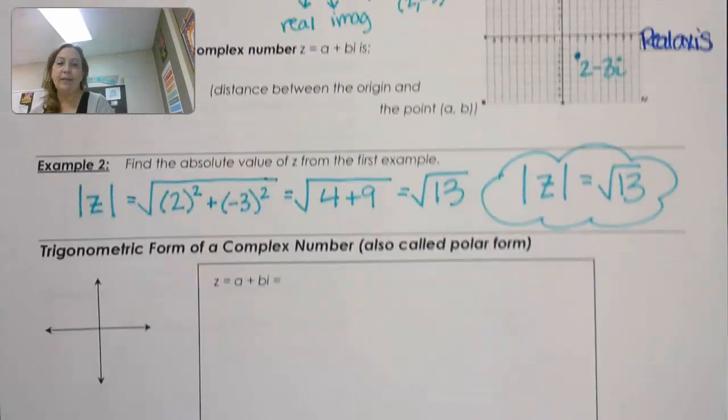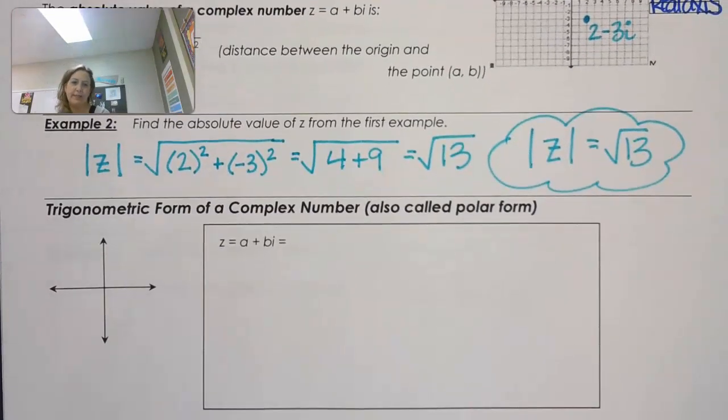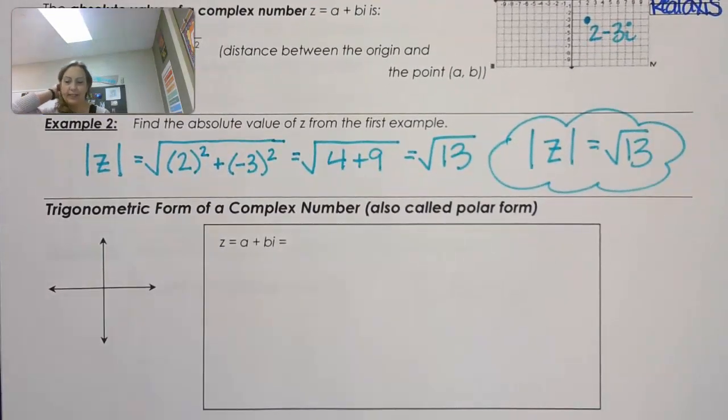We've mentioned a little bit about what polar form is, and we'll talk more about polar form when we get to chapter 9. But we're going to look at what the trigonometric form of a complex number would be, and this is going to be the idea of polar form.